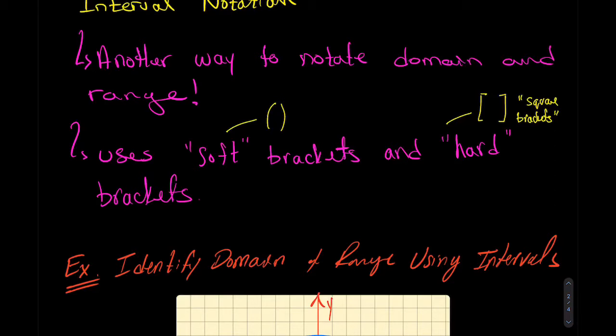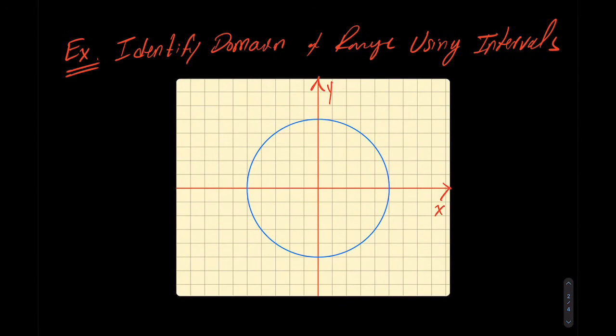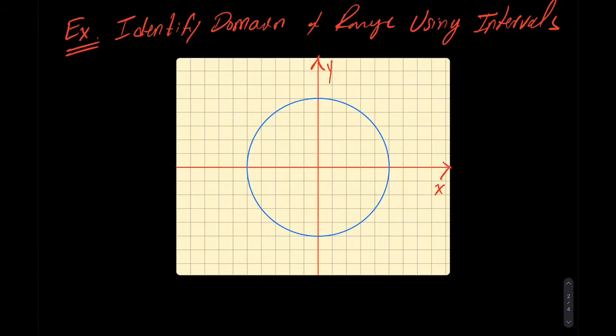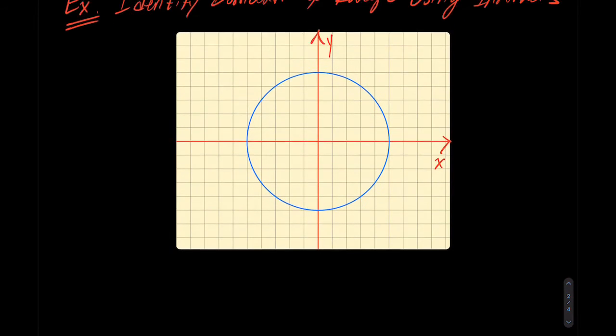And there's not too much more to understanding interval notation until we see an example here. So let's say that we were given this circle here on the graph and we were asked to identify the domain and the range using interval notation. So what we're going to do, we're going to set this up the same again.